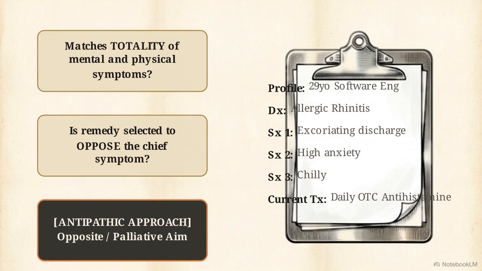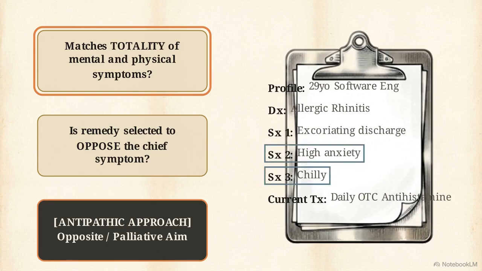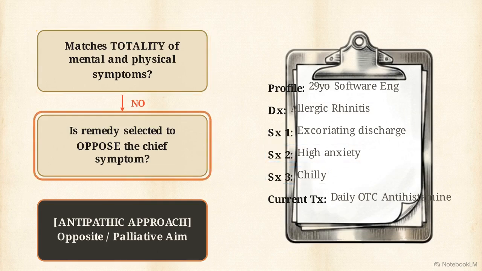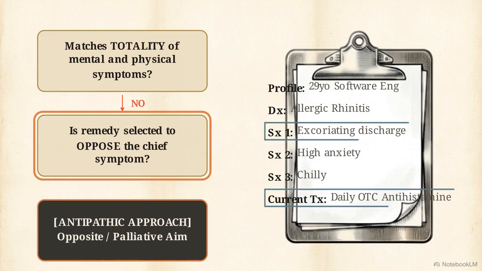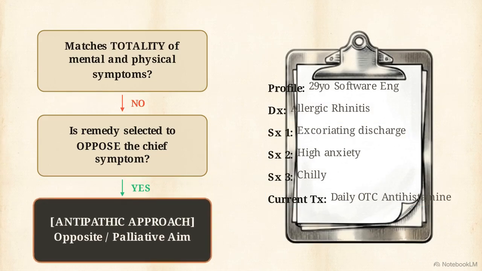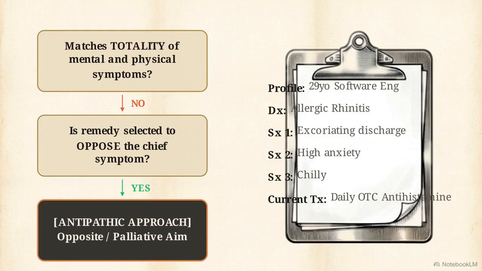We ask our first logical question: does this daily antihistamine match her total characteristic symptom picture, including her mental state and thermal sensitivities? The answer is no, so we move down the tree and ask, does the medicine produce an effect directly opposite to her chief symptom? Yes, the antihistamine intentionally dries up her nasal secretions. Because it acts in direct opposition to the complaint, we classify this logic as antipathy, also known as enantiopathy.